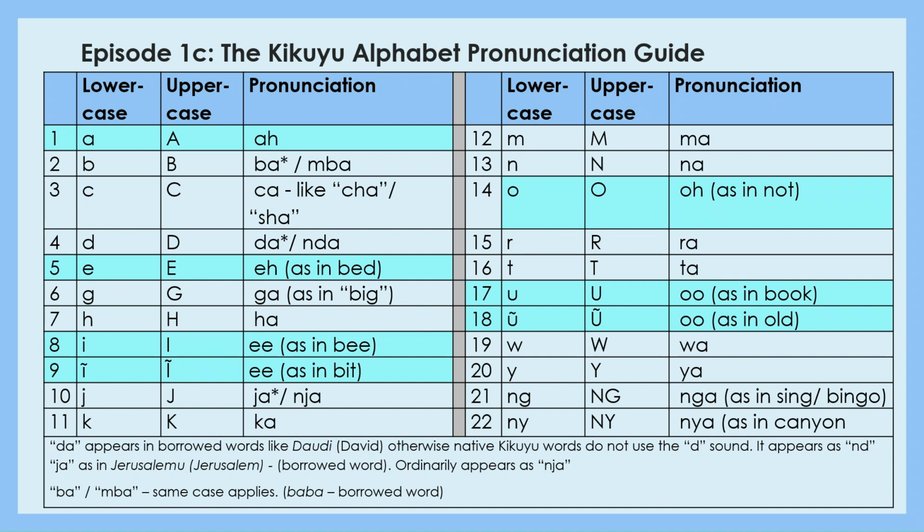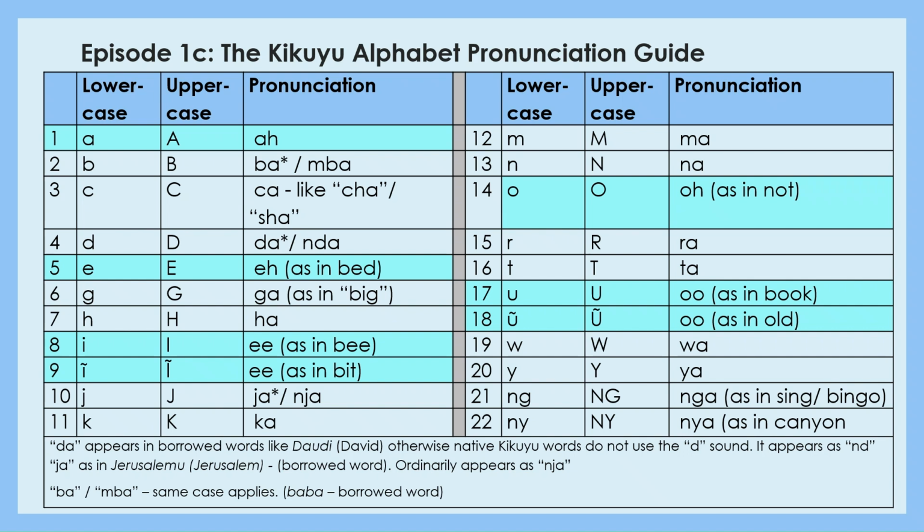Then the next letter is the letter ja. Ja, again with an asterisk. Like the previous two, the letter ja in native Kikuyu words is prenasalized. It appears as nja rather than a plain ja. The plain ja sound is found in borrowed words such as Jerusalem, that is Gikuyu now, and that is for Jerusalem. In everyday authentic Kikuyu speech, you will predominantly hear and use the nja form.